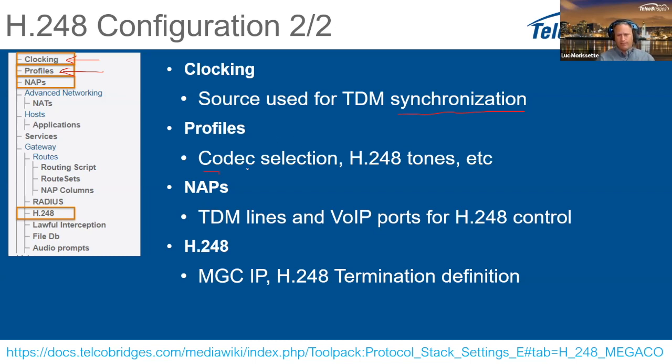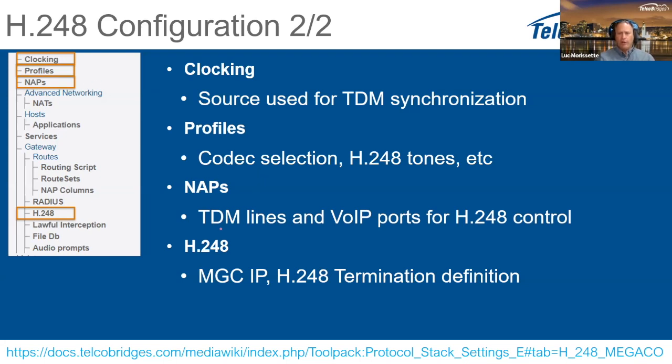But for example, you could change the codec selection that is allowed on the system. So if you don't want to have G729 in your configuration, you can just remove it from the default codec profile, and then you're sure that it won't choose G729 as a codec for the RTP stream. Here again, the H248 tones are all automatic. They're all pre-configured in the system, and it will work by itself. But if you want to, for some reason, change those tones, let's say announcement tones or dial tones, it's possible to change them here.